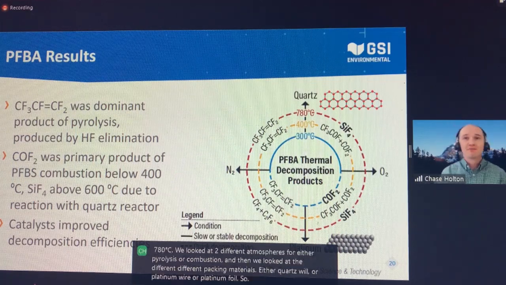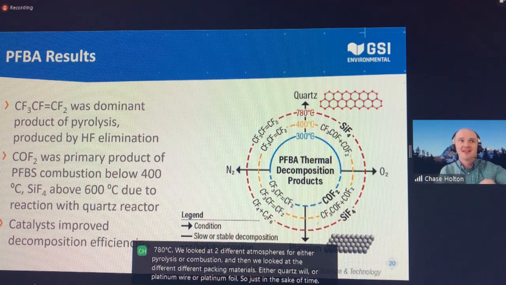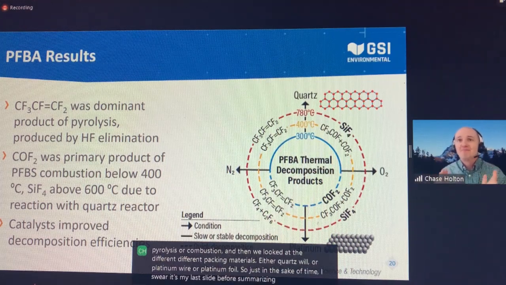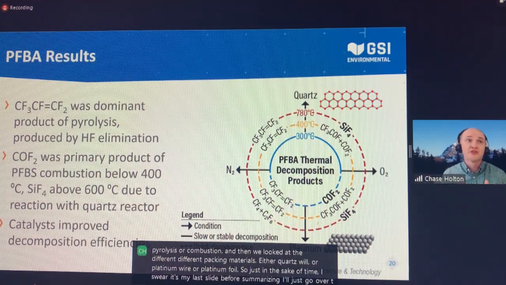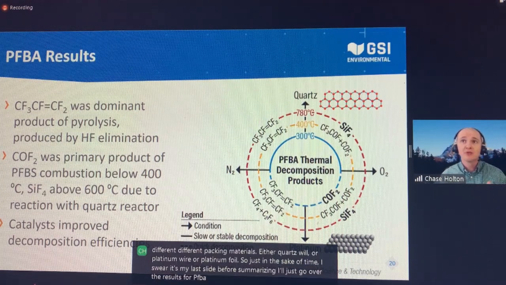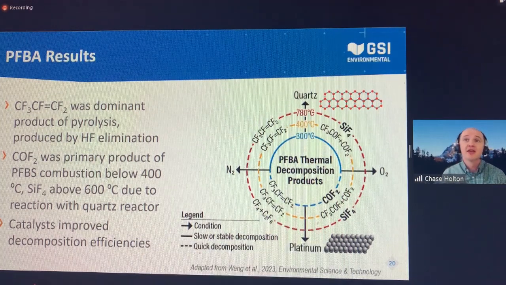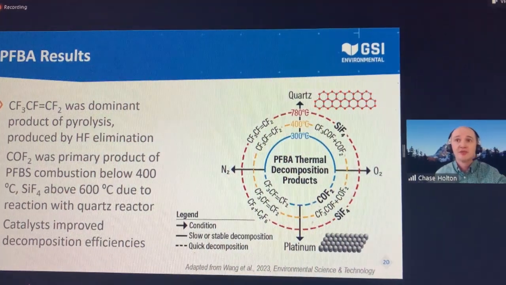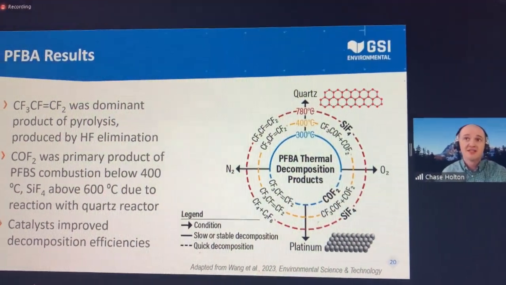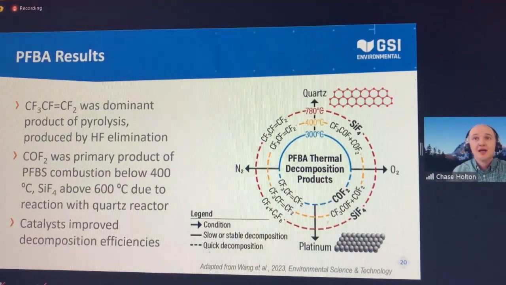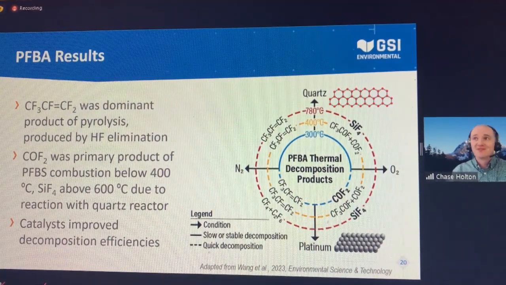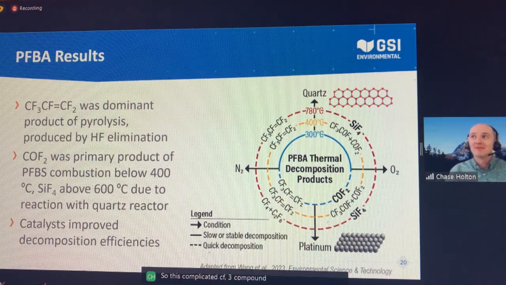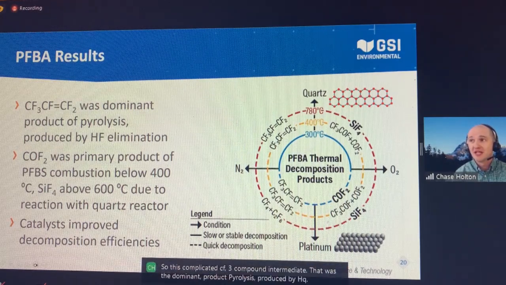So just for the sake of time, I swear this is my last slide before summarizing. I'll just go over the results for PFBA, which are summarized in this picture on the right. The picture shows the dominant products across the temperature range tested for both carrier gases and the catalyst used. So this complicated CF3 compound intermediate, that was the dominant product of pyrolysis produced by HF elimination.